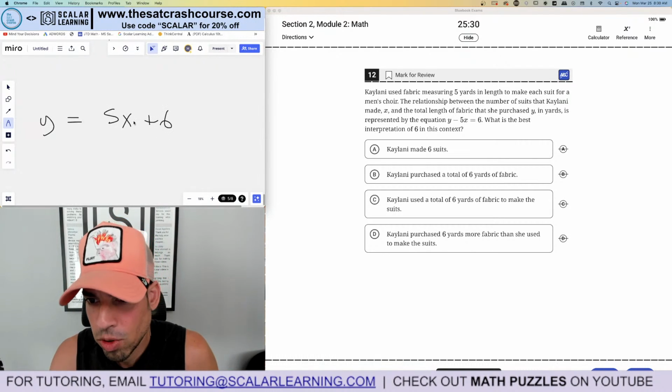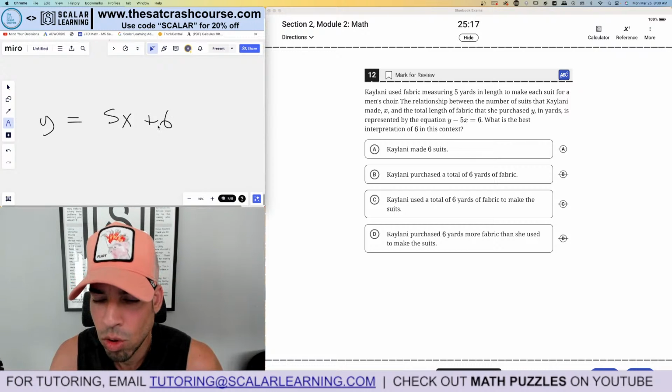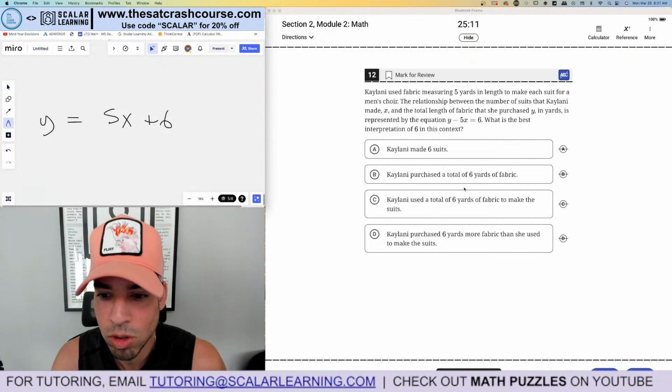So x is the number of suits, right? And then times 5, and then 6 would be my y-intercept. So it's some starting value, and the total length of y. Okay, no, it's not 6 suits. No, it's not 6 yards total, because it depends on the number of suits.